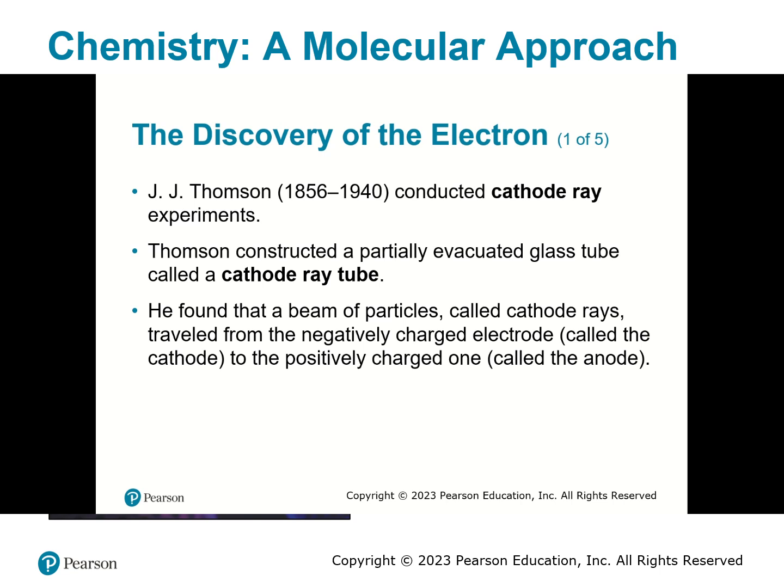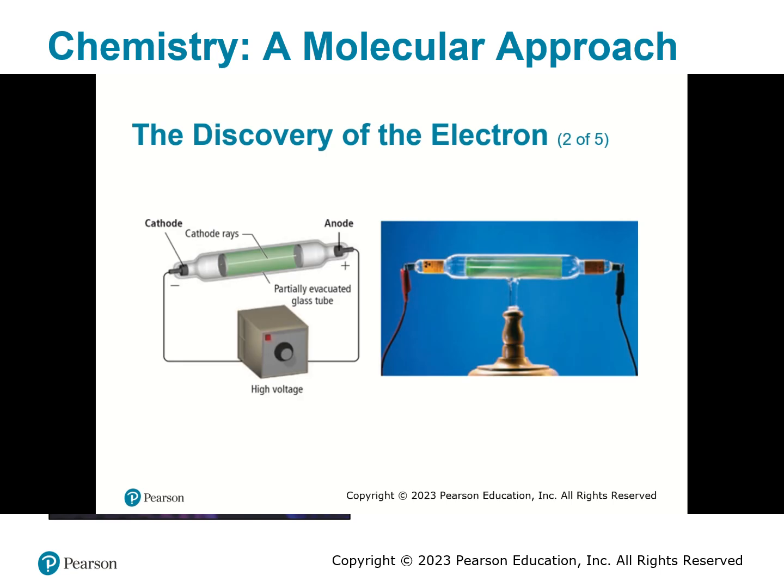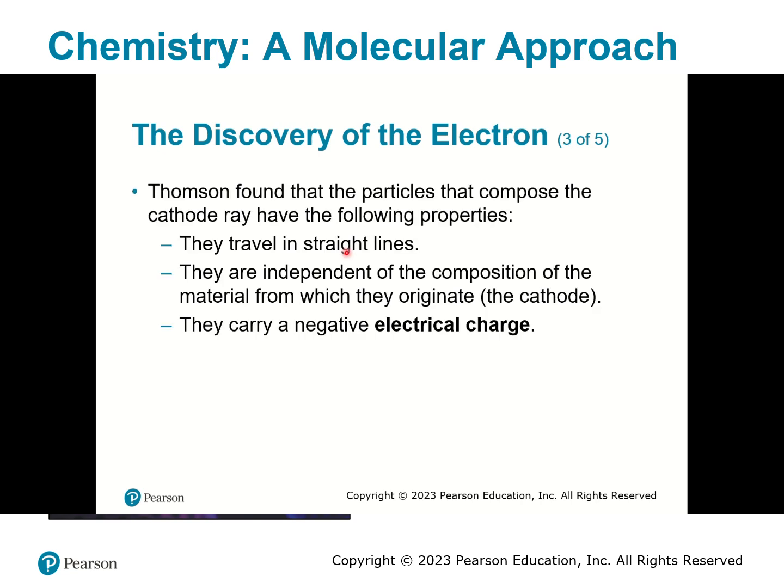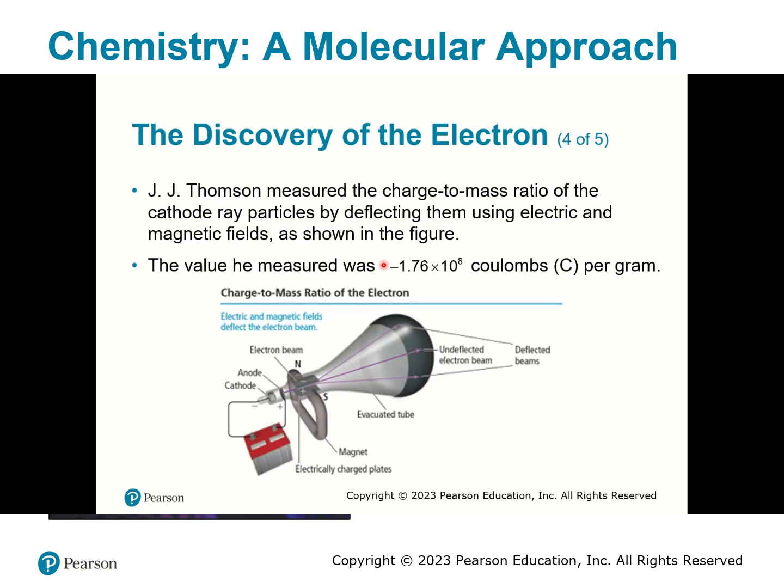In the late 1800s, Thomson used a device called a cathode ray tube, which is basically a glass tube with most of the air removed. When he applied electricity, he noticed a beam traveling from the negative end to the positive end of the tube. So he realized these beams were made of tiny particles. They moved in straight lines, they behaved the same no matter what material he used, and they carried a negative charge. This was the first evidence that atoms contain smaller particles. Thomson had discovered the electron.